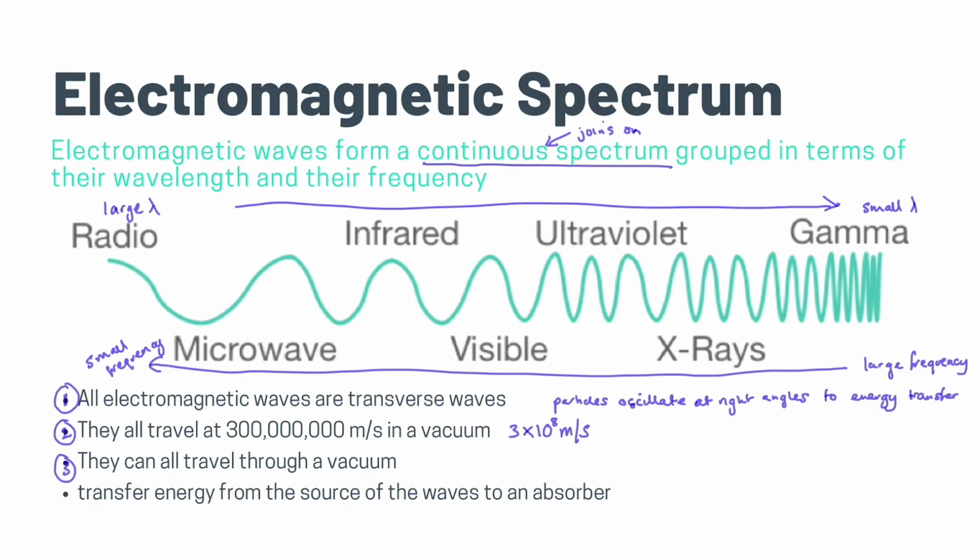Finally, number 4, all electromagnetic waves transfer energy from the source of the waves to an absorber. I'm absorbing light, I'm absorbing heat. I can absorb X-rays if I've got broken bones. They all have the possibility of transferring energy from the source of the waves to an absorber. These 4 properties of electromagnetic waves are the same for all types of electromagnetic waves, and I would like you to write them down in your other notes section.